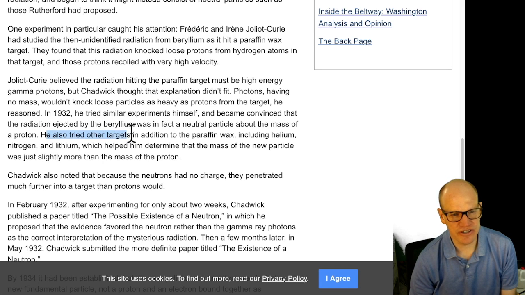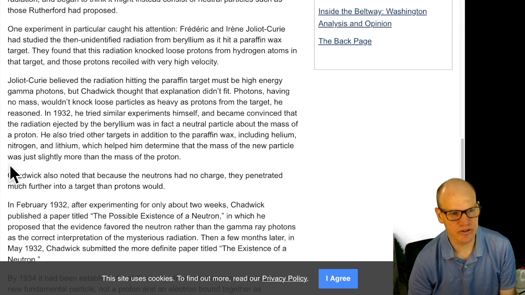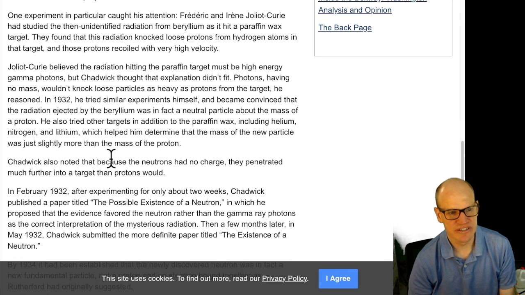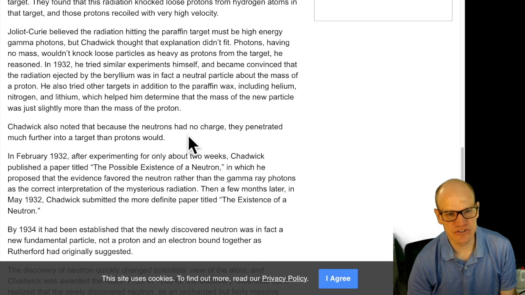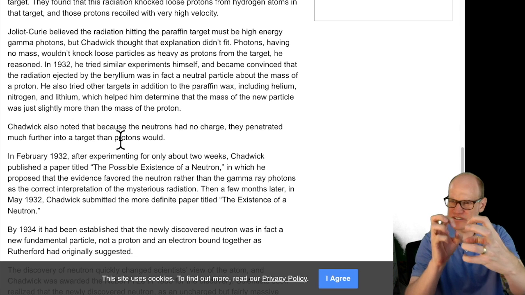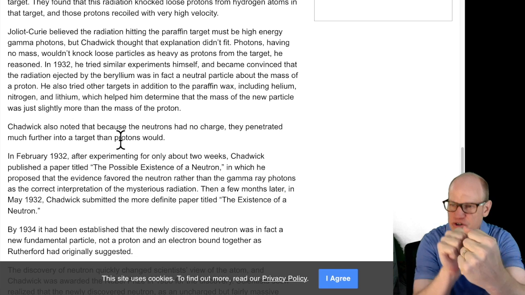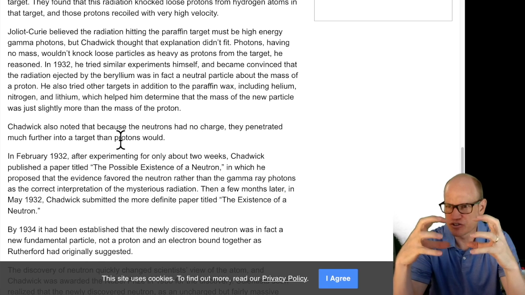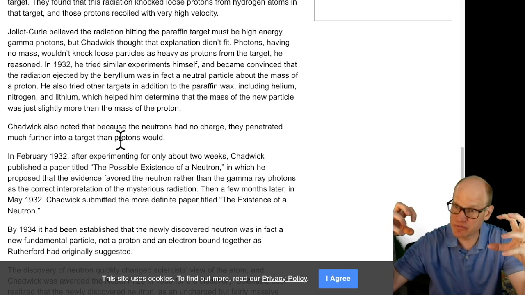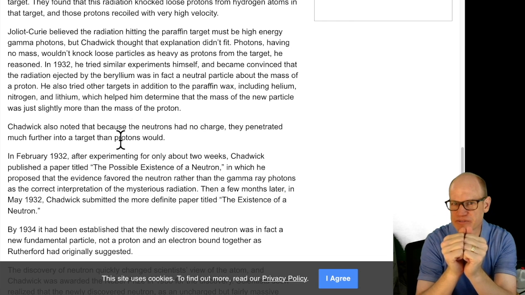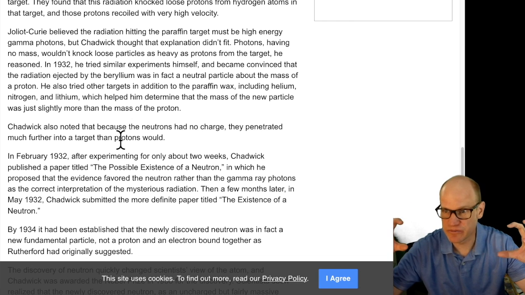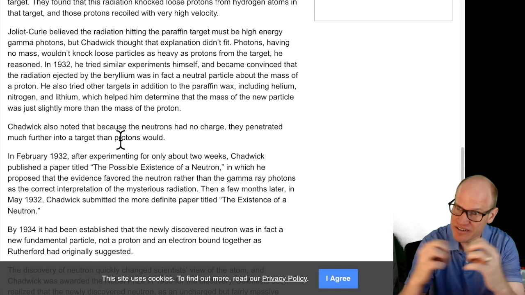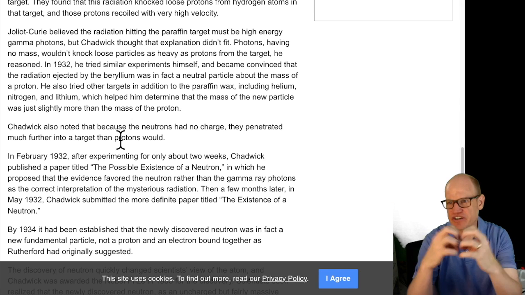He also tried other targets to the paraffin wax, including helium, nitrogen, and lithium, which helped him determine that the mass of the new particle was slightly more than the mass of the proton. Chadwick noted that because the neutrons had no charge, they penetrated deeper into the target than a proton would. If you send a proton in, it's going to recoil off of the charge in the nucleus because you have electromagnetic forces and they're going to repel each other. So unless it comes in with a lot of energy, you're not going to be able to bind them together. In other words, unless you bring them in with energies approaching the energy at the core of the sun, you're not going to get fusion to take place.